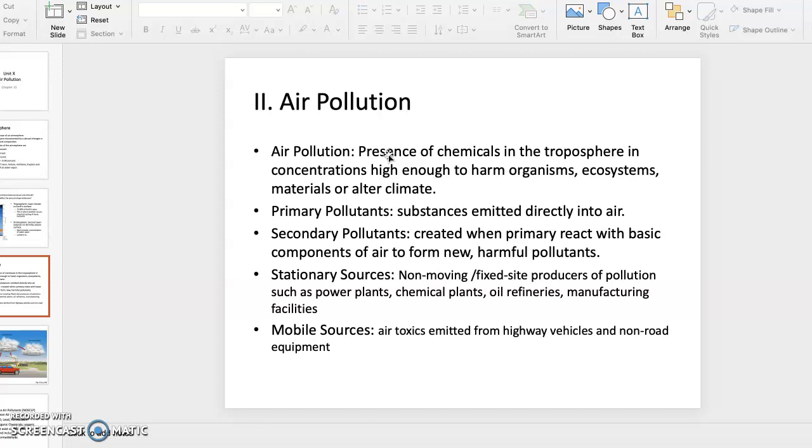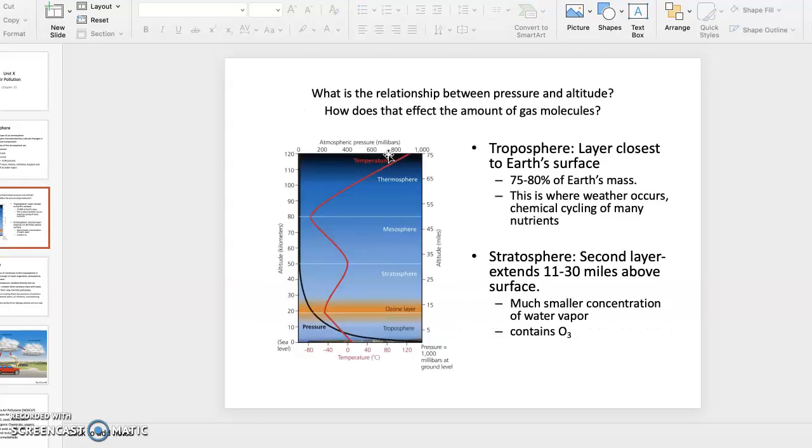So make sure in your booklet, going back to the stratosphere, remember to write down what is significant about each layer, which we talked about with the temperature and the relationship between the amount of gas molecules, and what is the relationship between pressure and altitude. Make sure to write that answer down in your booklet.